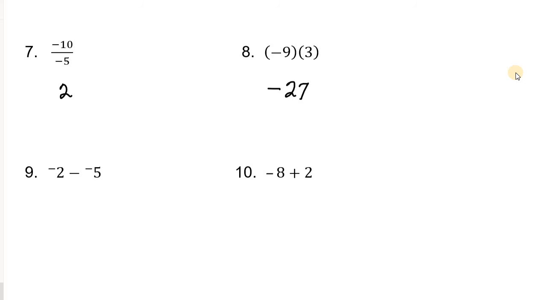Problem number 9, I have -2 minus -5. I'm going to change minus and negative to plus a positive. Remember, subtraction is the same thing as adding the opposite. So this is going to give me positive 3 for my answer. And problem 10, let's say this is a temperature problem. I have -8 plus 2, so it's 8 degrees below 0, and then it raises 2 degrees, so now it's only 6 degrees below 0.